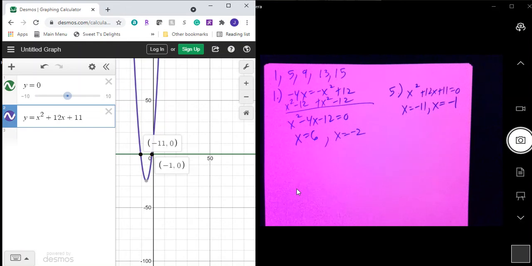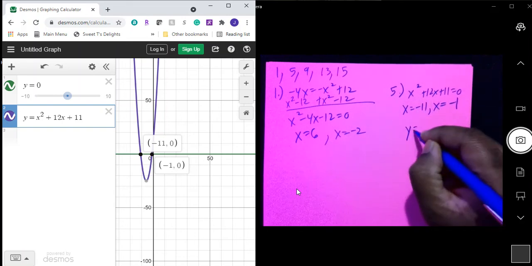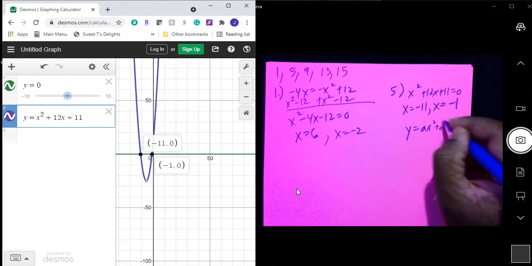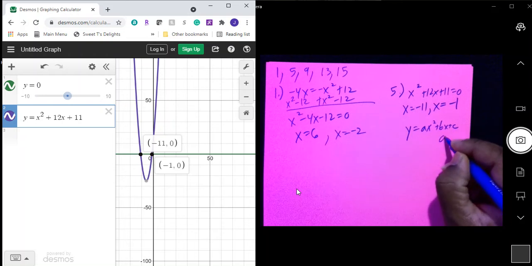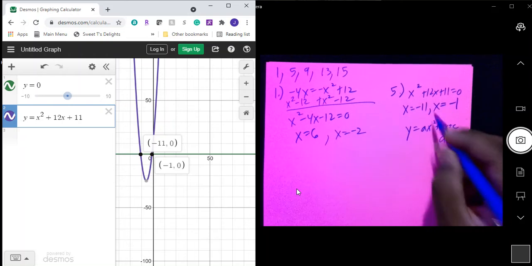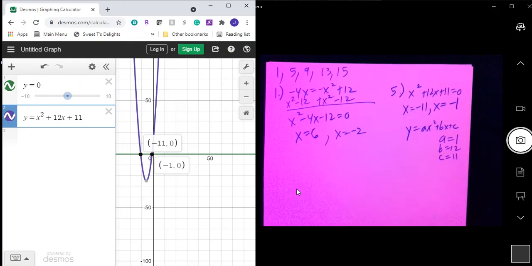Another approach is we can actually do a table and just put in points and see what happens. But another approach is we can actually solve this by first factoring this quadratic equation and then setting it equal to 0, which I will go over now. Remember, standard form of a quadratic equation is ax squared plus bx plus c. So here we will list our a is equal to 1, and remember, it's the coefficients, b is equal to 12, and c is equal to 11.